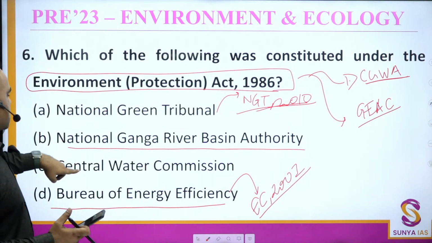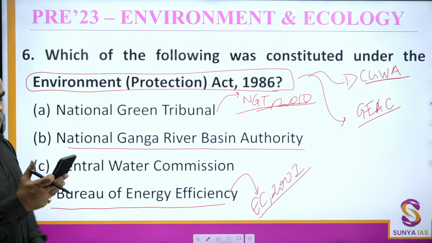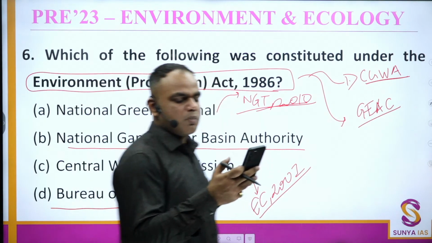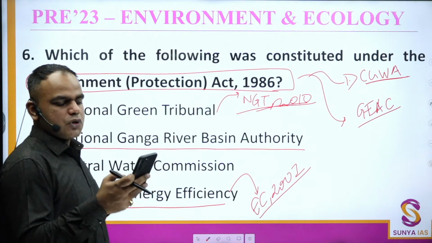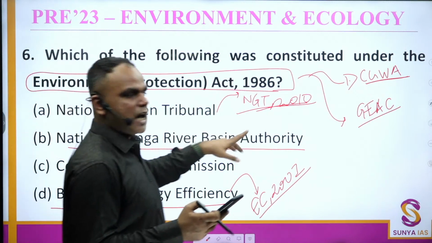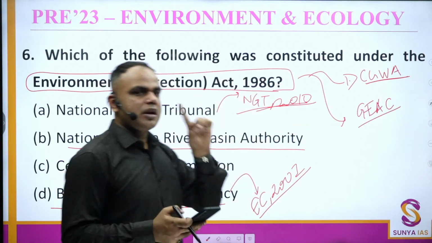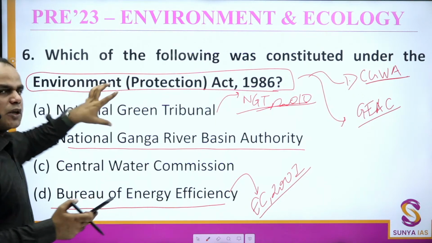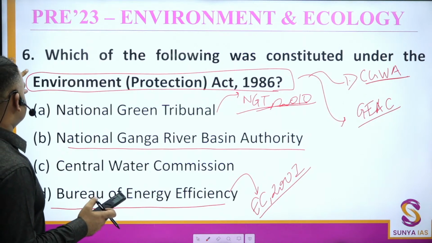Central Water Commission is different. Also the National Coastal Zone Management Authority, even this part is true. So in your notes now, please add NGRBA, Central Groundwater Authority, Genetic Engineering Appraisal Committee, and National Coastal Zone Management Authority with respect to the Environment Protection Act. So the answer for question number 6 is B.